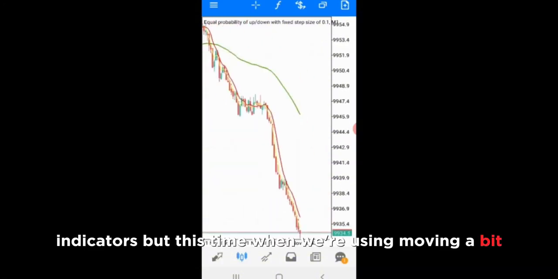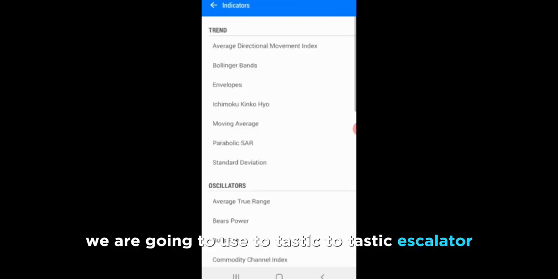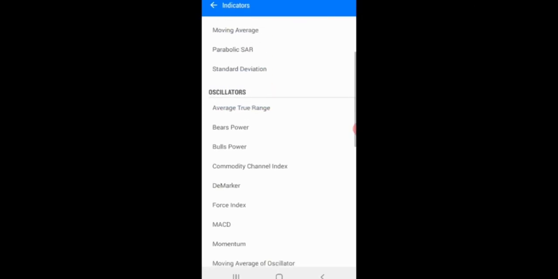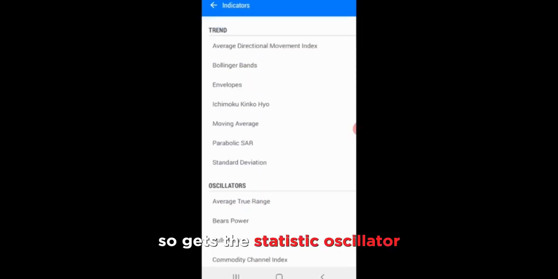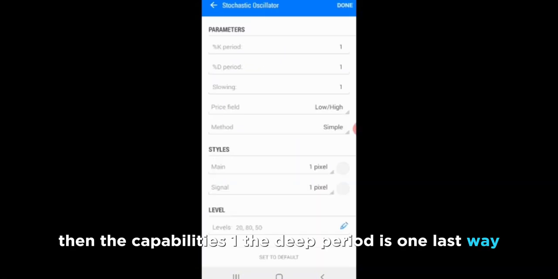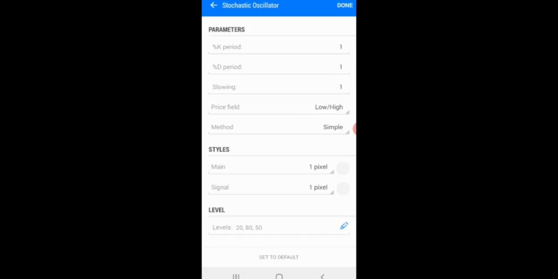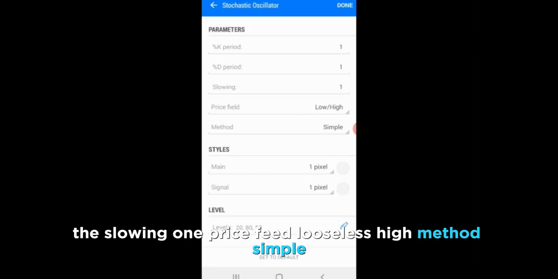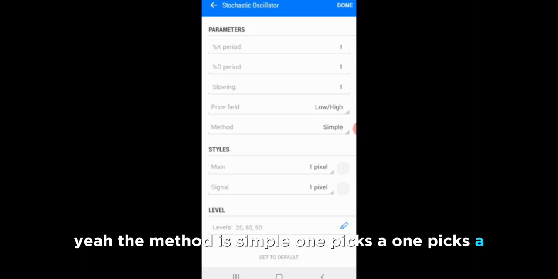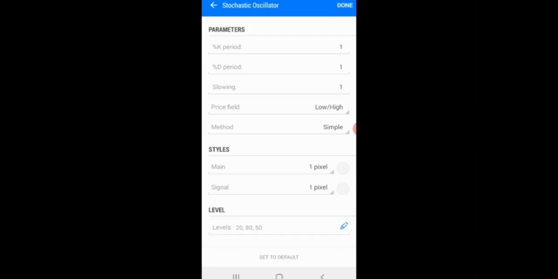So this is it. We still have more indicators, but this time we are not using a moving average. We are going to use the stochastic oscillator. The K period is 1, the D period is 1 as well, the slowing is 1, price field low/high, method simple. 1 pixel, 1 pixel, then the levels 20, 80, 50.